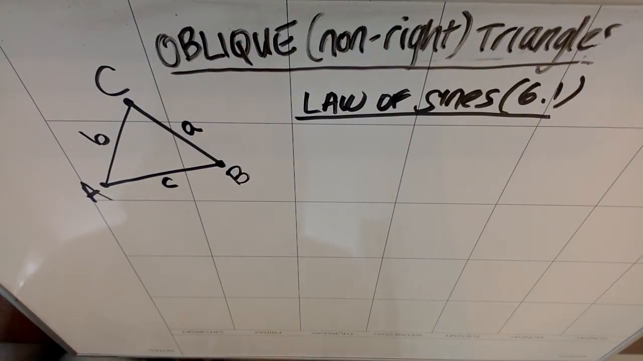Right, so continuing with our information about oblique triangles, we're going to learn the law of sines, which is the slightly easier to remember of the two laws.